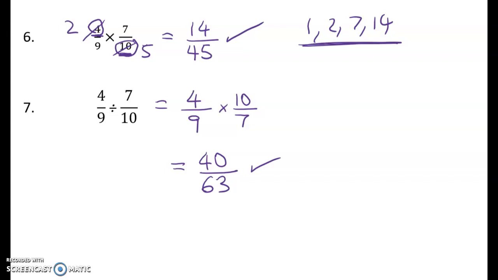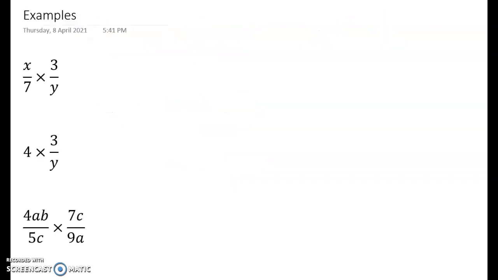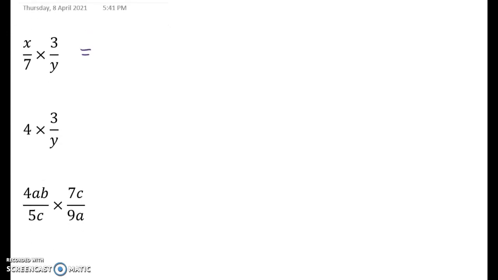Now let's look at what we're getting to today, which is what we do when we've got variables in here as well as numbers. Well, basically, it's exactly the same process, not surprisingly. We multiply the numerators and we multiply the denominators, then we try to simplify. So I'm going to work through these three first. But again, pause the video and have a go at these yourselves first.